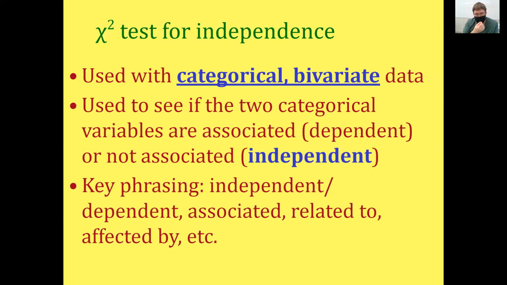Key phrasing that tells you you're doing this type of test includes things like independent versus dependent, associated, related to, by, et cetera. We're hoping some of these key phrases will help you identify which test to use, because this is now test number, hang on, my brain's on 4. This is test number 10 that we've talked about in the last 2 minutes. We have 4 confidence intervals and 4 hypothesis tests, and now these two.